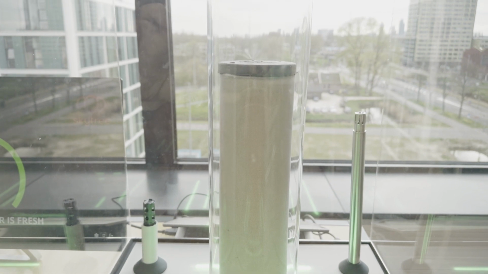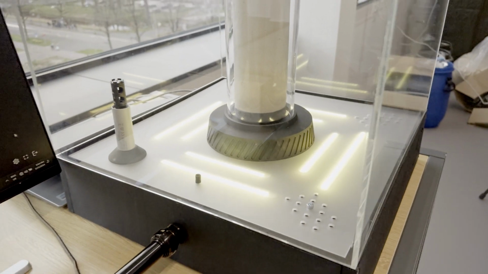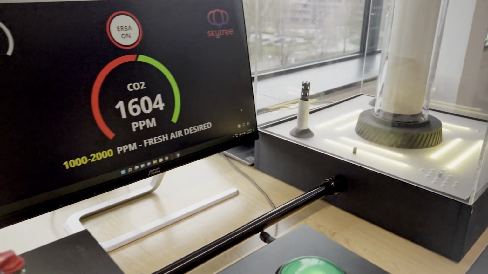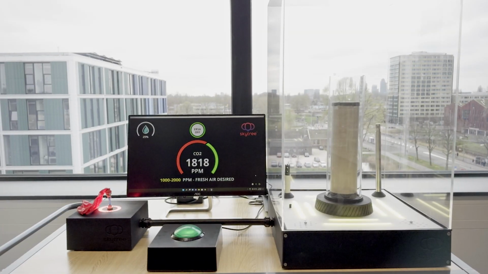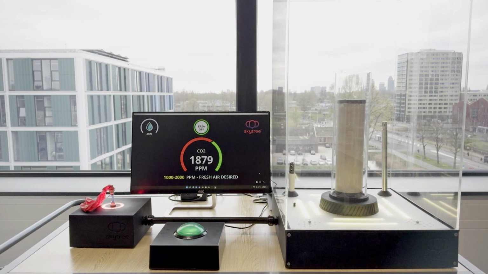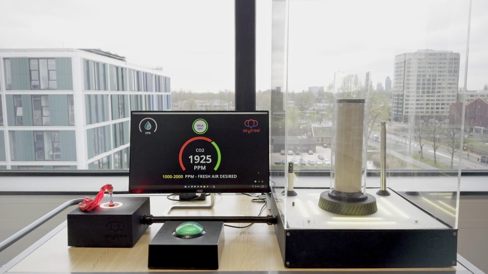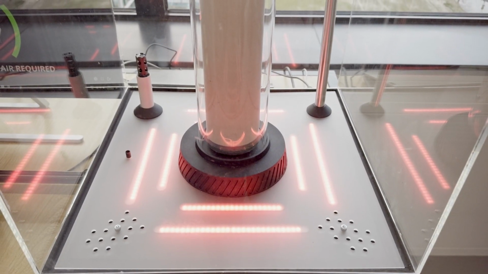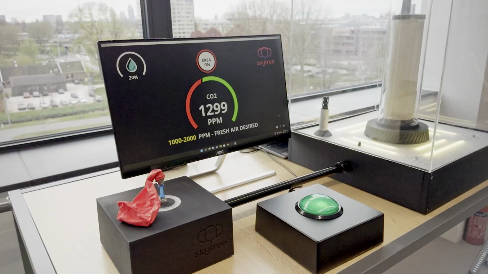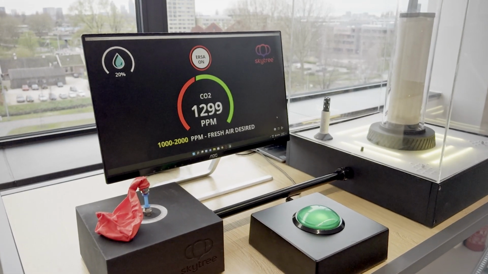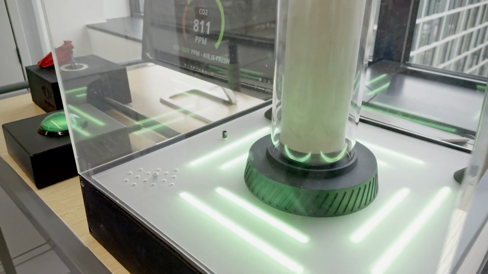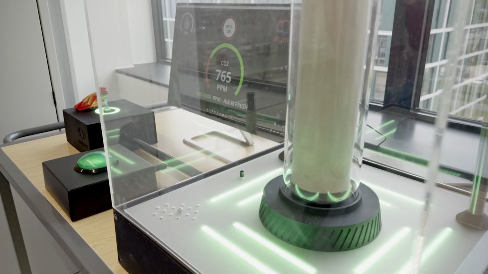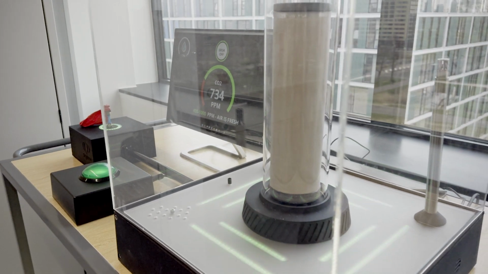One of them is for CO2 and one of them is for relative humidity. Because the detector has now detected that there's too much CO2 in the air, it switches on the filter technology. Because the air is passing through the filter, the CO2 is now being captured. You can also see that again on the screen, that now that the filter is working, the ppms once again go down. And that is essentially, in a simple way, Skytree direct air capture technology.